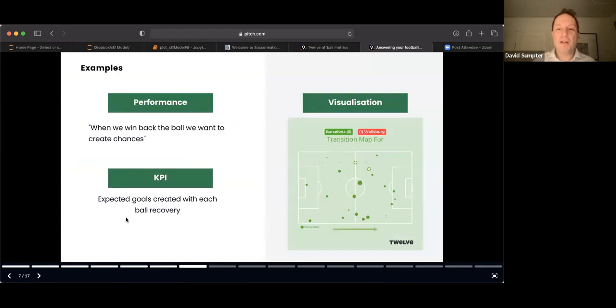And to give you a solid idea of this, this is Barcelona women's team. This isn't a team we've worked with, but I just took them up as an example. We have worked with a team who said the following: when we win the ball back, we want to create chances. And so we used expected goals as part of a metric. And we said that every ball recovery, how many expected goals were created?